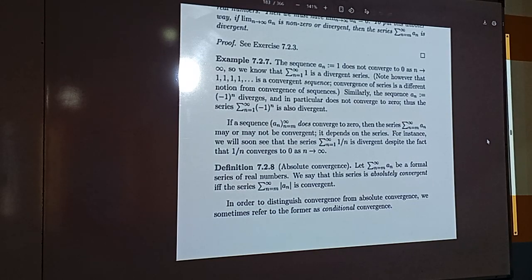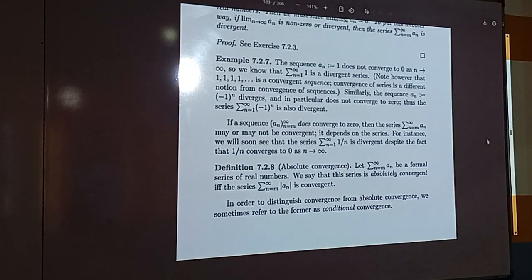Absolute convergence means when you take the absolute value of a_n instead of a_n. If that series is convergent, we say it is absolutely convergent. In order to distinguish convergence from absolute convergence, we sometimes refer to the former as conditional convergence. We use that word. Conditional convergence means not absolutely convergent. It's convergent but not absolutely.